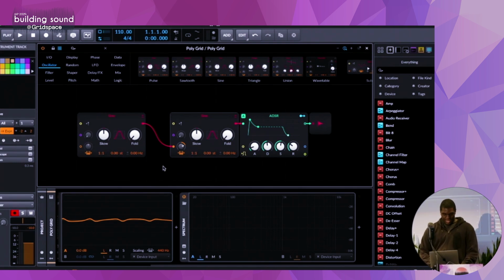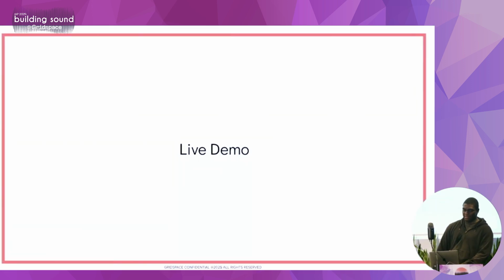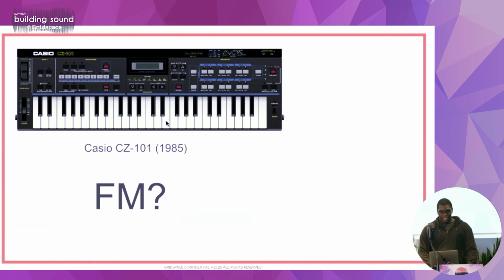So, okay, let's see. So if I go back to slides, okay, this is just a short interlude that I need to do. There's this other instrument called a Casio CS101. It came out around the same time as the DX7.